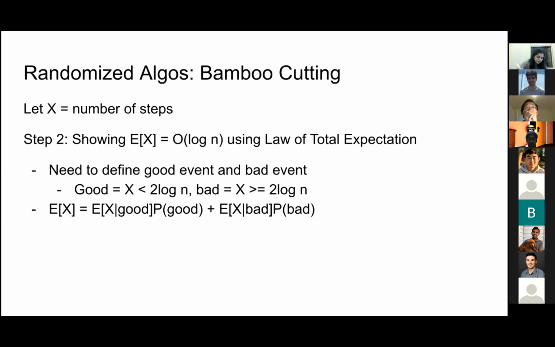Now we want to figure out what the expected value of x is. Here we're just using the law of total expectation. You can write the expected value of x as the expected value of x given good times the probability of good, plus the expected value of x given bad times the probability of bad. So what do we know about each of these things? What can we say the expected value of x, given that it's good, is less than or equal to?